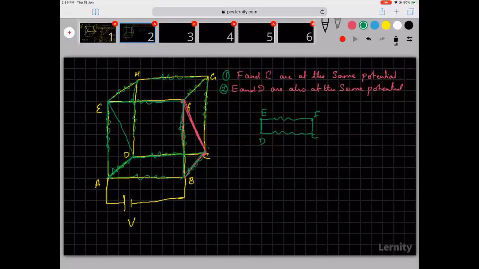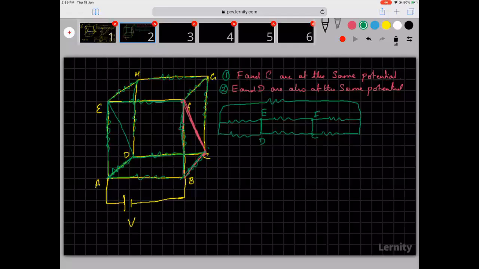Now I'm going to draw this portion. So from F there is a wire which is going to G. From C also there is a wire going to the same point G. I joined them. Then from E and D there is a wire going to H. So here there's a wire going to H, and here there's a wire going to H. Now between H and G there is a wire, right?